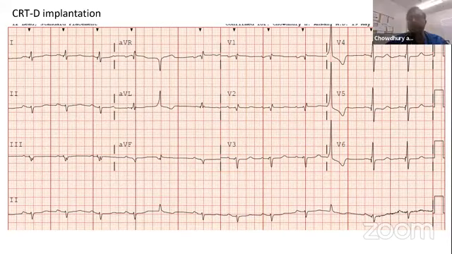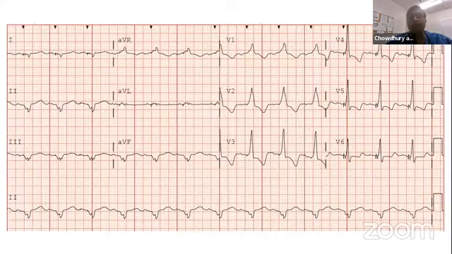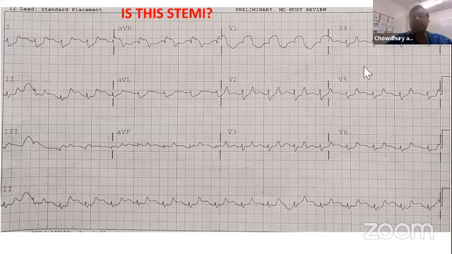So this patient, bad cardiomyopathy, biatrial enlargement, history of AFib. We actually did a CRTD after the AV nodal ablation. I will finish with these two EKGs because these are very important ones. We have a series of this. If the ER calls it a STEMI, will you agree?